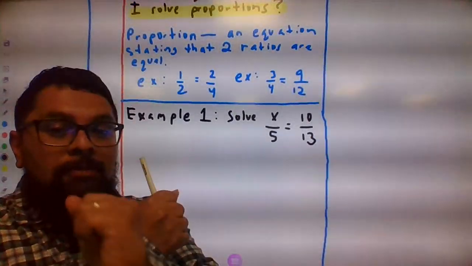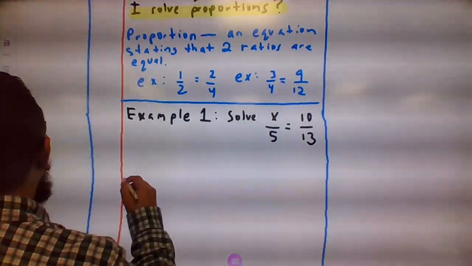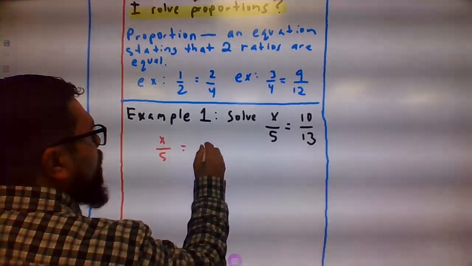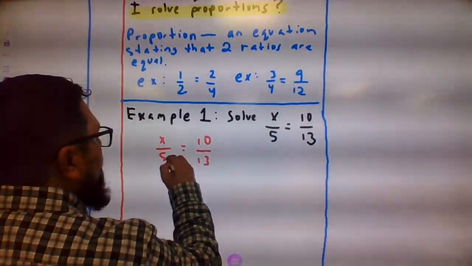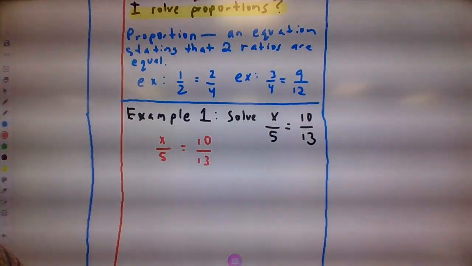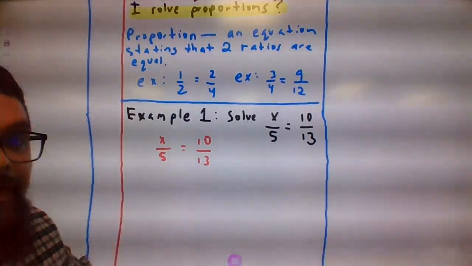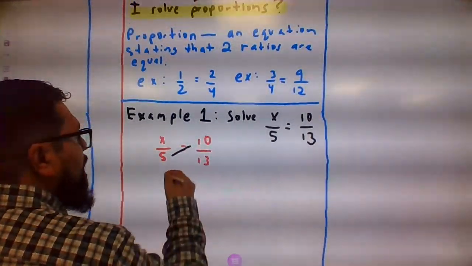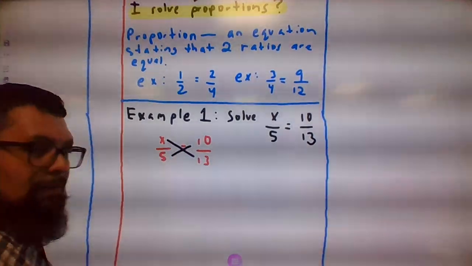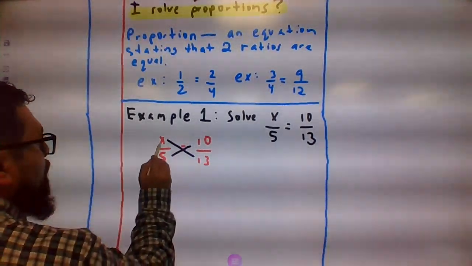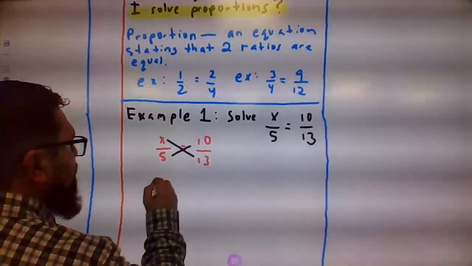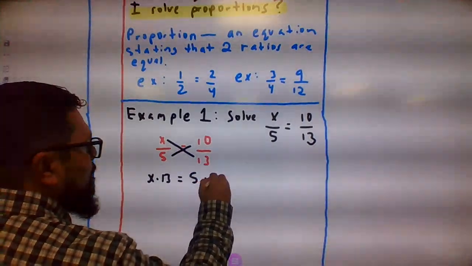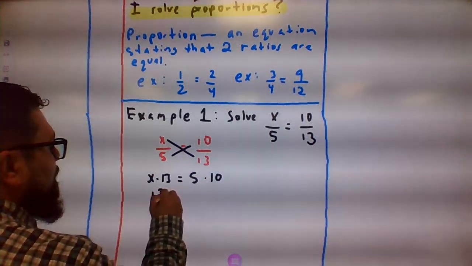We're going to use the cross product. All right, so when we use the cross product, let me go ahead and rewrite it right here. So x over 5 is equal to 10 to 13. Okay, so step one. When you see this, let's use the cross product. So we're going to multiply this denominator with that numerator, this numerator to that denominator. Okay, cross product. So we're going to go ahead and do x times 13 and then 5 times 10. This equals 13x and this equals 50.